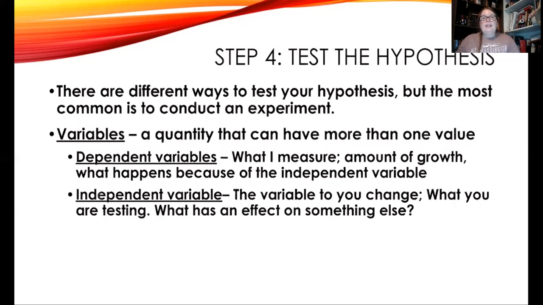So we mentioned these variables, and like I said, we're going to talk more about these in depth in another video, but you need to know that dependent variables are what you're measuring, so it's your results. And then an independent variable is something that you change or that you're testing. So it's the thing that has the effect. So if your question is, does sunlight have an effect on whatever, sunlight is your independent variable.